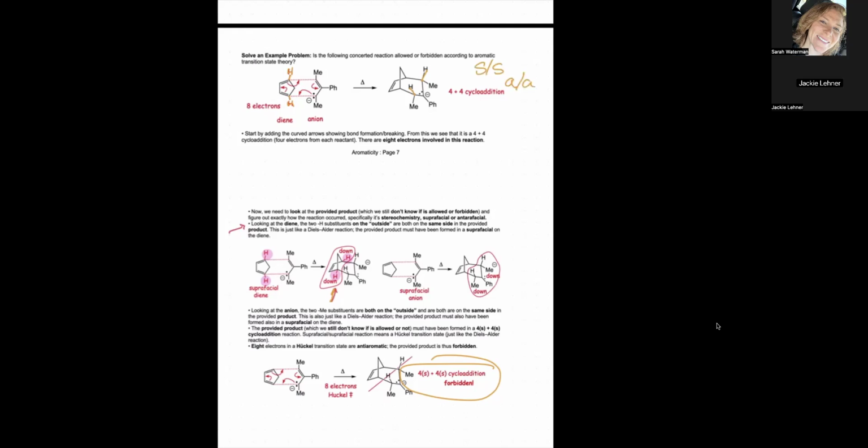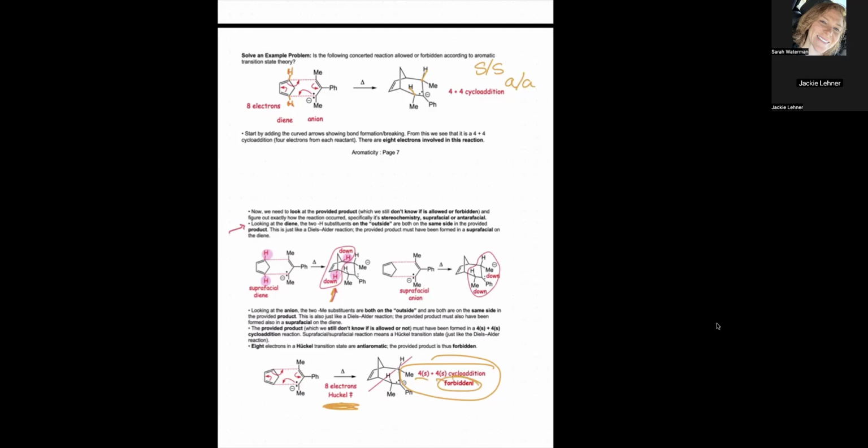No, this doesn't have anything to do with Huckel. This concept that I'm explaining right now doesn't necessarily have to do with Huckel or Mobius. How it connects at the end, you'll see, is because an 8 electron system is forbidden with a Huckel system. So this question is asking, would a Huckel transition state, or what I forget exactly what the question is. Is the following concerted reaction allowed or forbidden according to the aromatic transition state theory, which is Huckel, right?